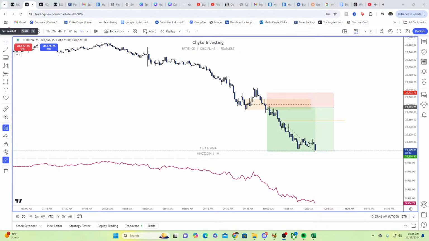TP hit right there. That's TP hit. That's 1 to 3 action right there. I'll be nothing else for the morning. We'll see.